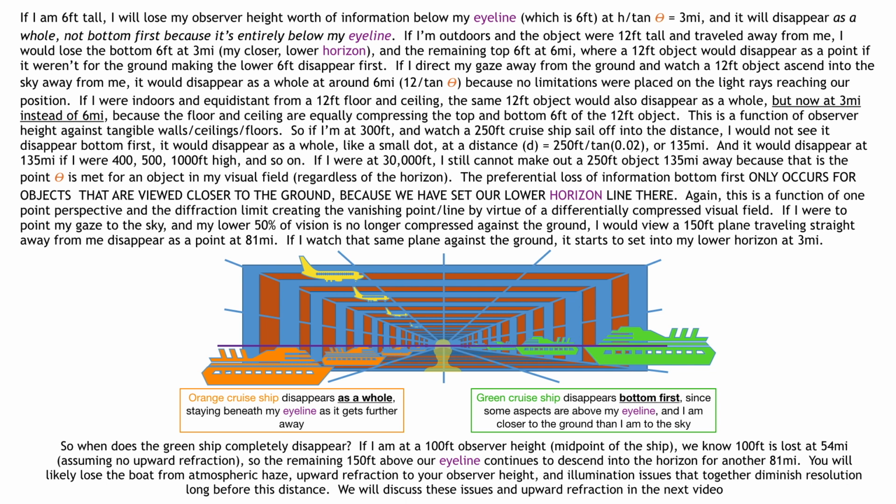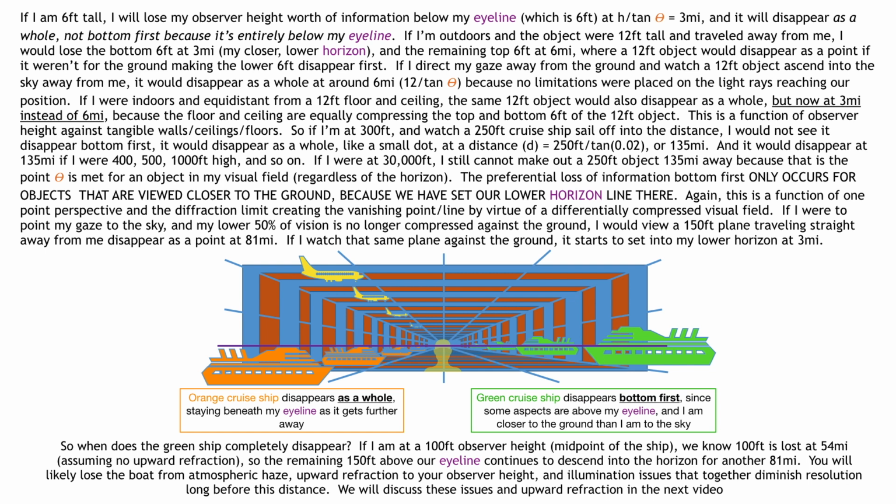So again, when does the green ship completely disappear? If let's say I'm 100-foot observer height, which is roughly the midpoint of the ship, we know that 100 feet is lost at 54 miles, assuming no upward refraction, which we'll get into later. So the remaining 150 feet above our eye line continues to descend into the horizon for another 81 miles. You will likely lose the boat from atmospheric haze and those illumination issues that we've discussed, upward refraction issues, which we'll also discuss, long before that distance, but that is the concept for diffraction.